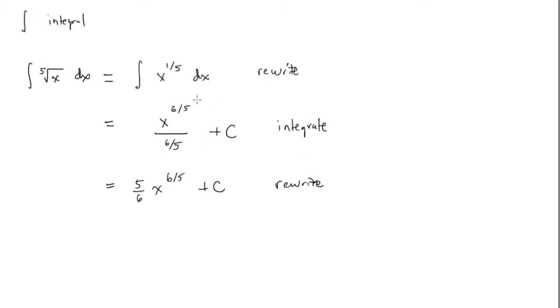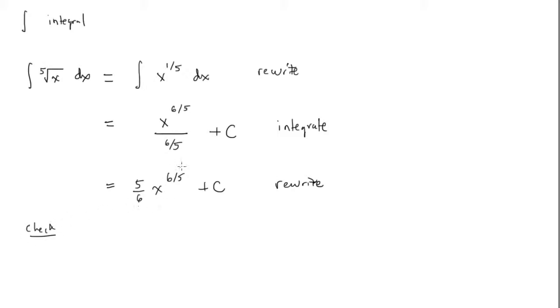Okay, so just sort of a recap here. This symbol is asking me to find which function has the fifth root of x as its derivative. So I rewrote it, did this differentiation process in reverse, and so we'll call that integrating, and then I rewrote my answer. Okay, now let's double check that this is actually correct.